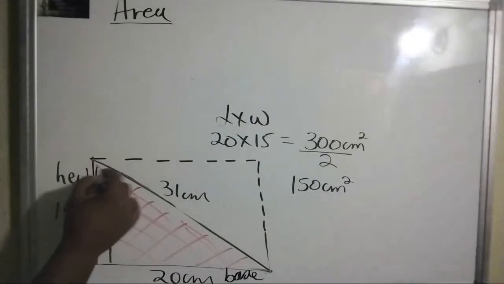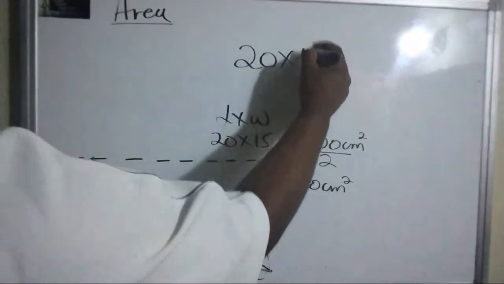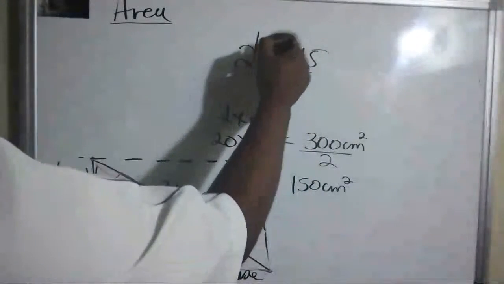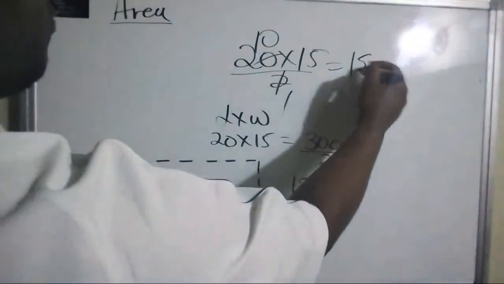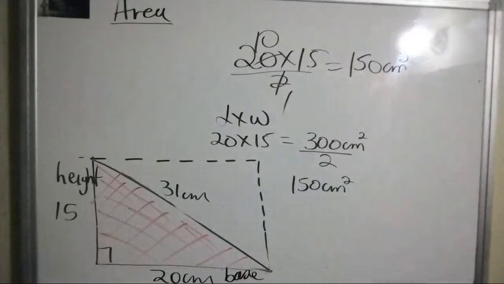So it would be 20 times 15 upon 2. 2 into 20 is 10. We still get 150 centimeters square. Alright. So guys, are you guys ready to do a composite shape? It couldn't be 1.5 though, unless we're dealing with decimals.